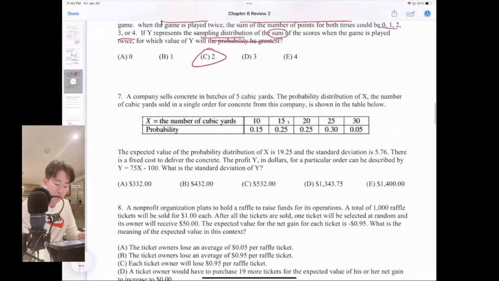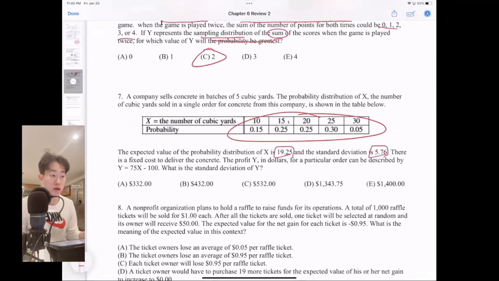Number 7, a company sells concrete in batches of 5 cubic yards. The probability distribution of X, okay, I'm given a table, and they give me a standard deviation and mean. Lovely. So I don't have to type that into my list and do stat, calc, all that good stuff. What is the standard deviation of Y?